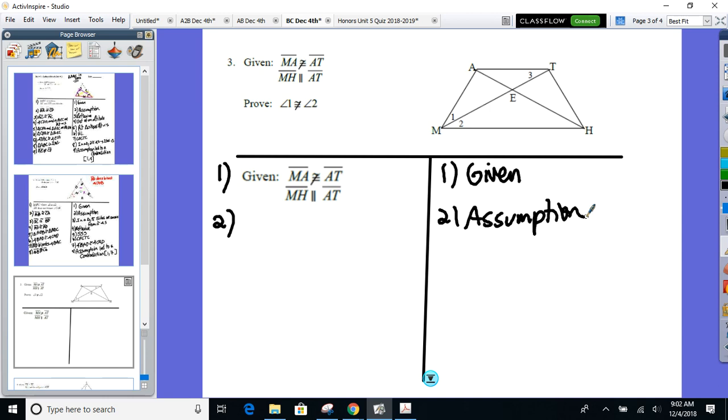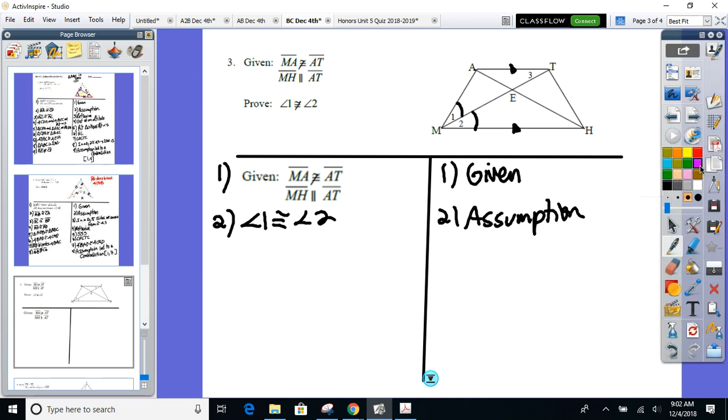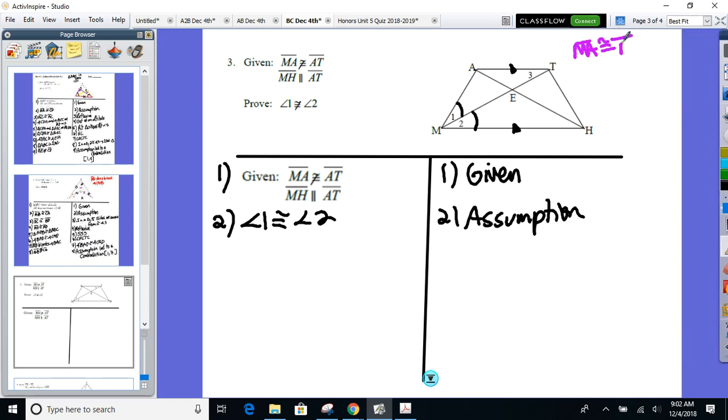All right, what's your assumption on this one? Angle 1 congruent to angle 2, got it? I can use that as a given, and I also have parallel lines. Oh, back in the day we talked about these. What's your goal? Which given do you want to contradict? By saying we need to get MA congruent to AT.